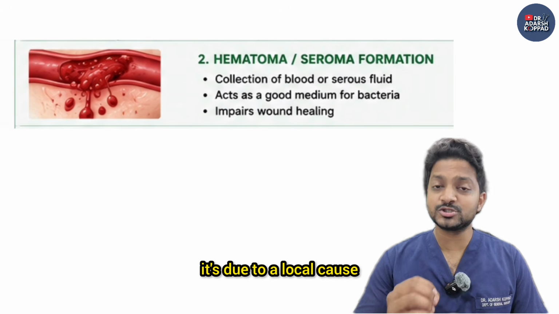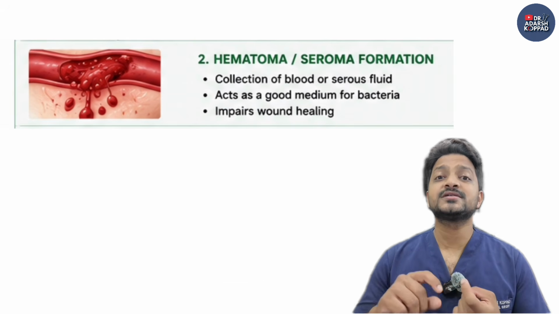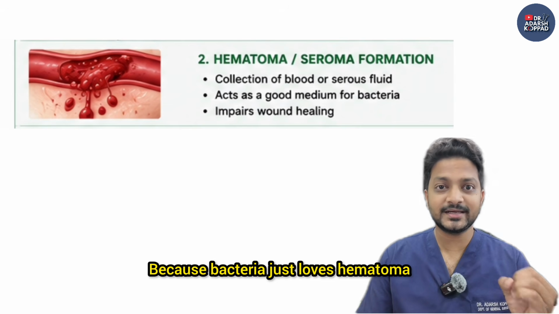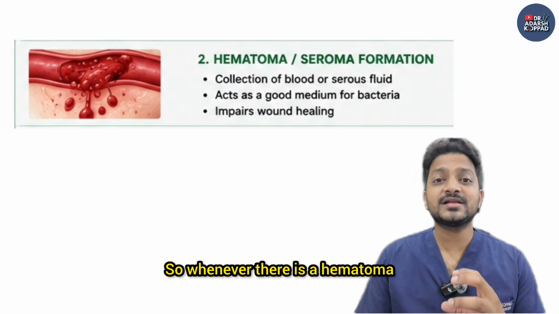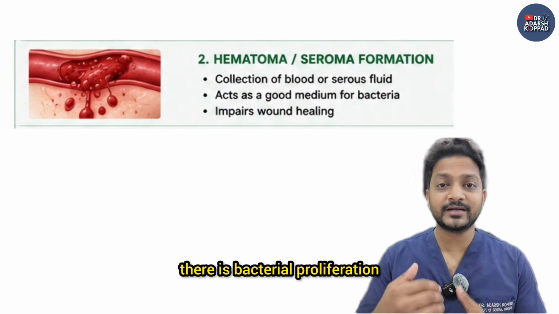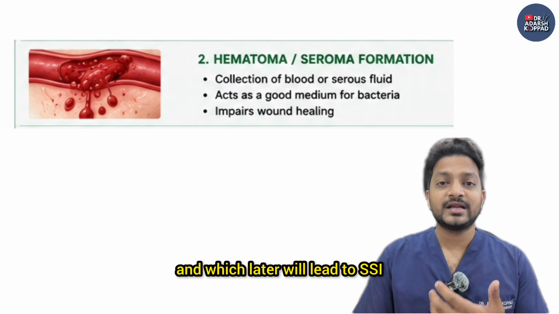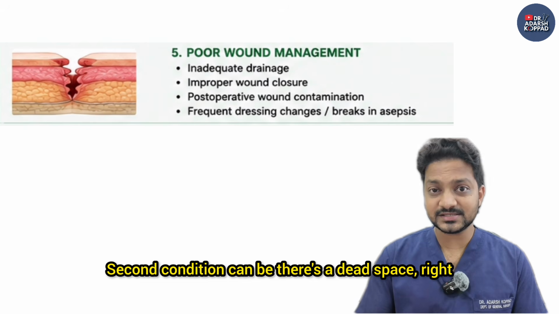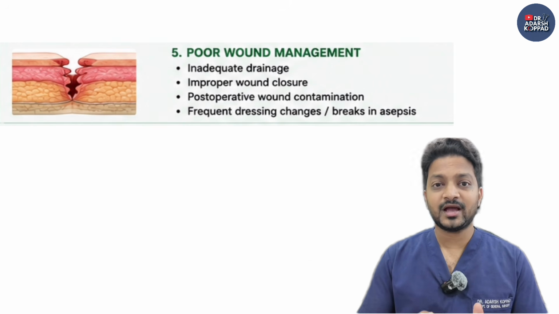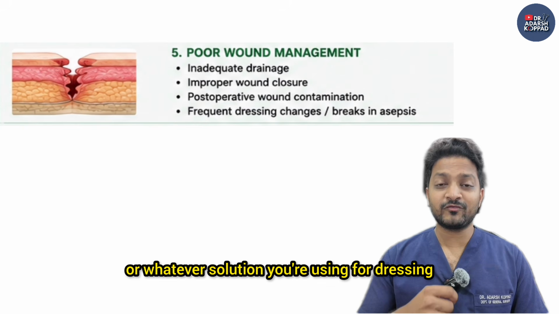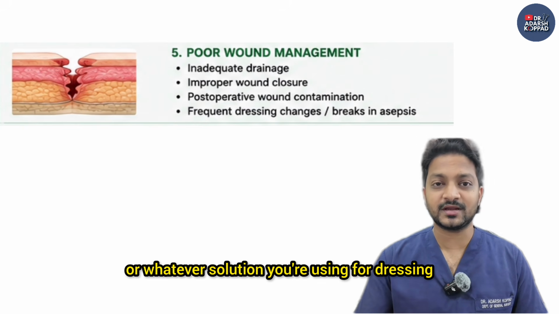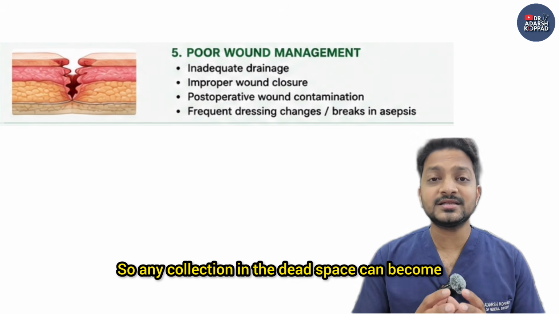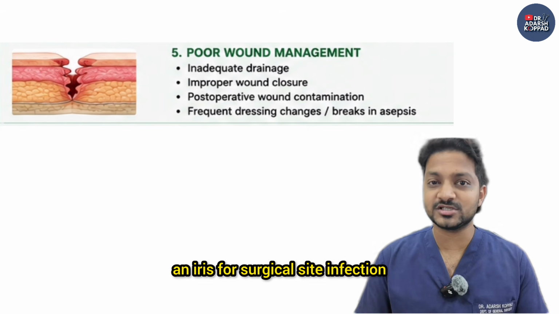Most commonly, it's due to a local cause, out of which hematoma is the most common cause. Why? Because bacteria just love hematoma. So whenever there is a hematoma, there is bacterial proliferation, which later will lead to SSI. The second condition can be a dead space, right, where the collection forms, either the seropurulent collection or whatever solution you're using for dressing, like your betadine, like your gauze piece, right? So any collection in the dead space can become a nidus for surgical site infection.